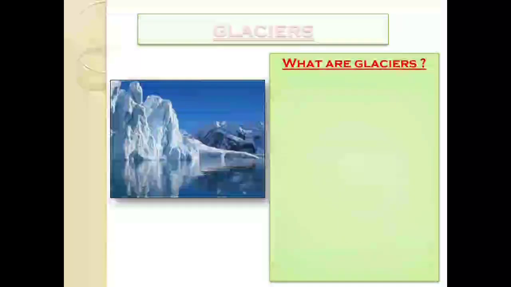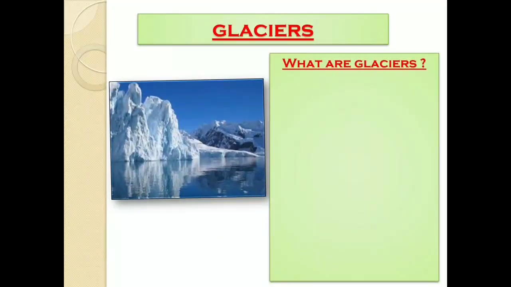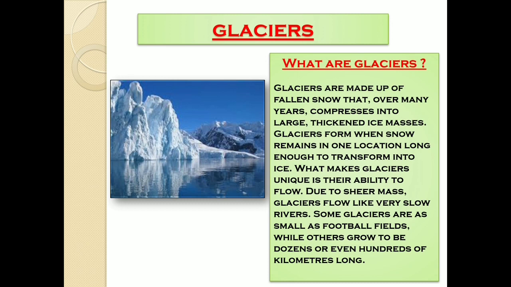Now what is glaciers? You can see a picture. What are glaciers? Glaciers are made up of fallen snow that over many years compresses into large, thickened ice masses. Glaciers form when snow remains in one location long enough to transform into ice. What makes glaciers unique is their ability to flow. Due to sheer mass, glaciers flow like very slow rivers. Some glaciers are as small as football fields, while others grow to be dozens or even hundreds of kilometers long.